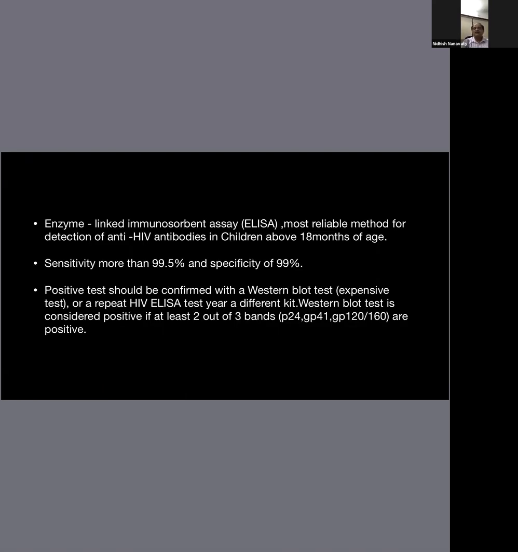Enzyme-linked immunosorbent assay is the most reliable method for detection of anti-HIV antibodies in children above 18 months of age. Sensitivity is more than 99.5% and specificity is 99%. A positive test should be confirmed with a Western blot test or a repeat HIV ELISA test with a different kit. Western blot test is considered positive if at least 2 out of 3 bands are positive.